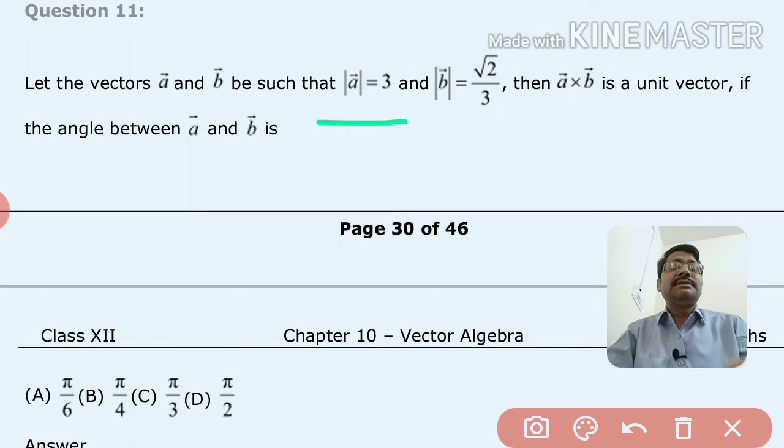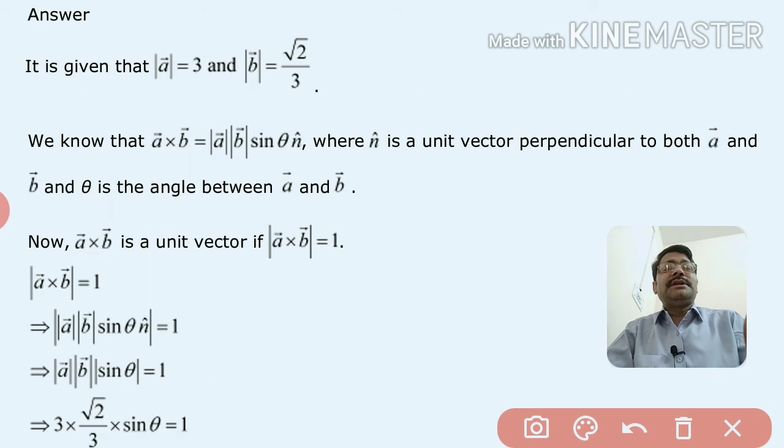Now question number 11 is: let the vectors A and B be such that modulus A is 3, modulus B is root 2 upon 3, then A cross B is a unit vector. What is the angle between A and B? You have to find the angle.